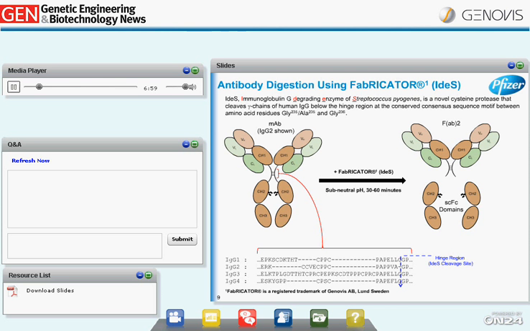Using this enzyme, we're able to capture these domains and maintain them at a neutral pH in a really brief time and minimize any side reactions that could occur when handling your sample.